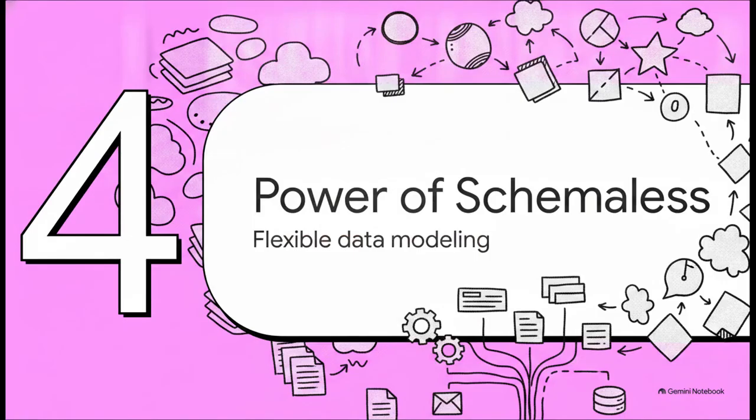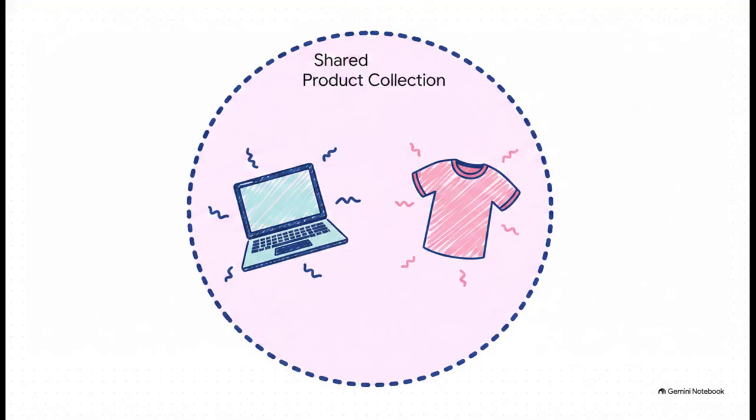Let's move to Section 4, the power of schemaless. Imagine you're building a massive, diverse e-commerce platform. If you used a strict SQL table, combining something like electronics and clothing into one table would be an absolute nightmare. You'd have columns for screen size and battery life that are completely blank for t-shirts, and columns for fabric type that are just sitting there blank for laptops. It's a massive waste of space and adds so much complexity.